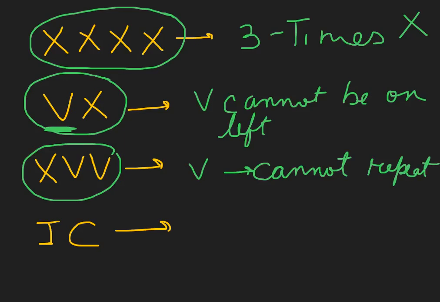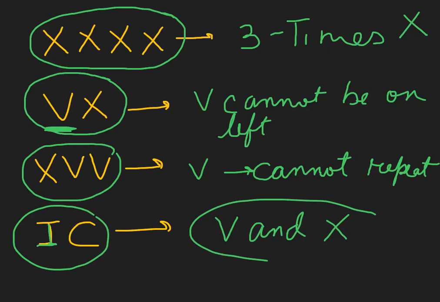Now why is this wrong? This is wrong according to rule number 5, which says that I can only be subtracted from V and X. That means I is always subtracted from V and X, and not from any other number. So these are, you can say, a revision of what we have studied.